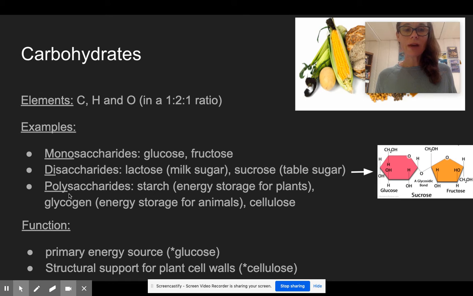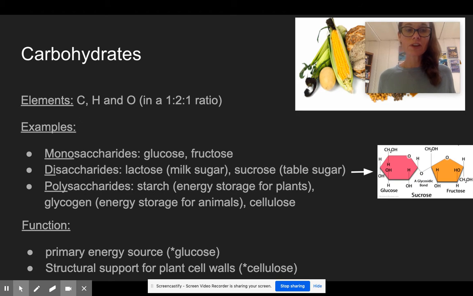And then we've got polysaccharides, so many saccharides, many sugars. And you should be familiar with three different types of polysaccharides. So the first is starch. Starches are energy storage for plants. Glycogen, which is energy storage for us, animals. That's how we store excess carbohydrates. And then cellulose. Cellulose is structural support for plants, essentially.